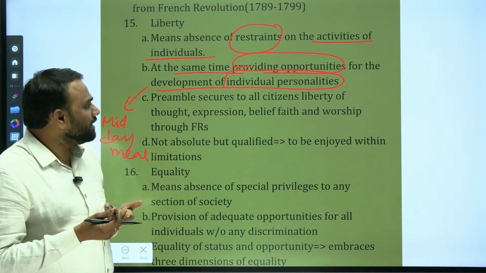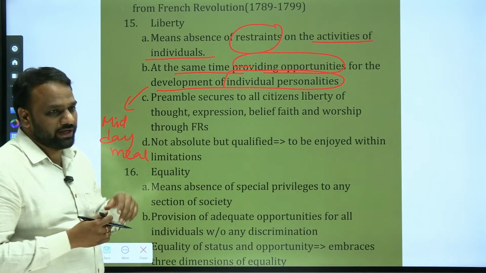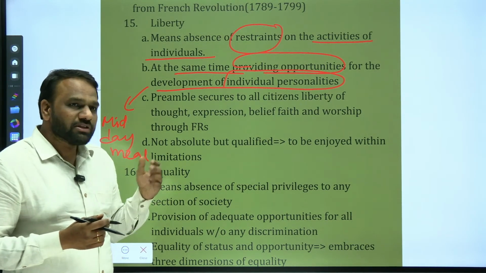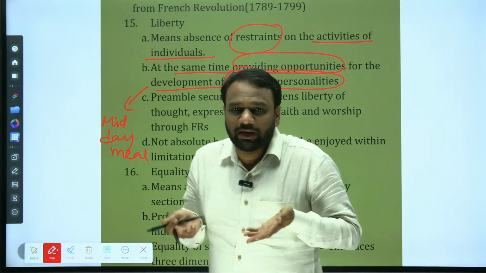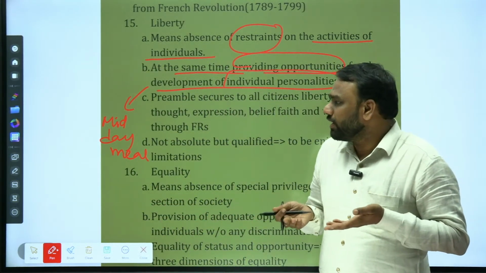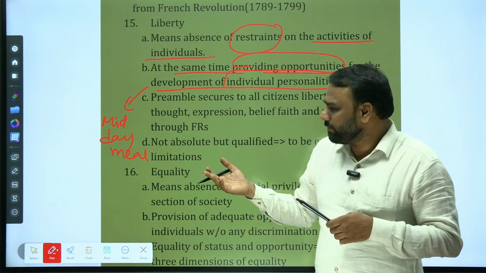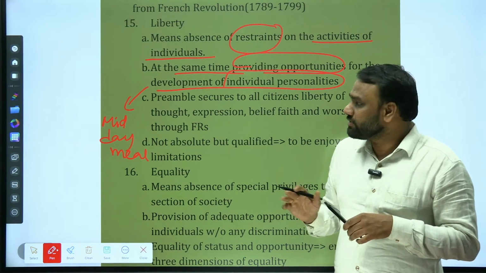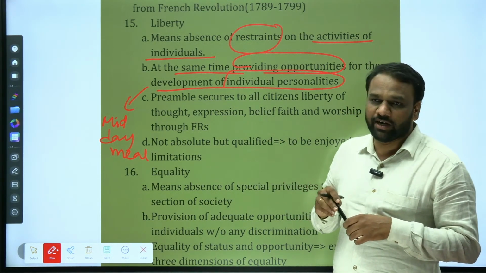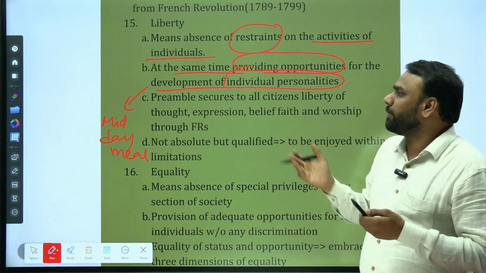It will have an influence on an individual's personality, and it will also provide equal opportunity. How? Because if only a rich person is getting access to nutritious food, his mental growth will be good. But if a poor person does not have proper access to nutritious food, then it may have a negative impact on his health, which may have a negative impact on his overall personality development. Such schemes provide opportunities for the development of individual personalities.